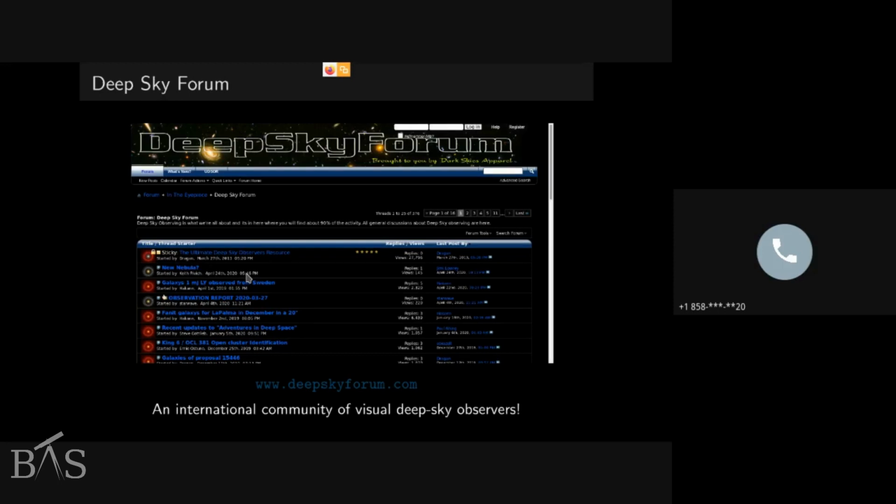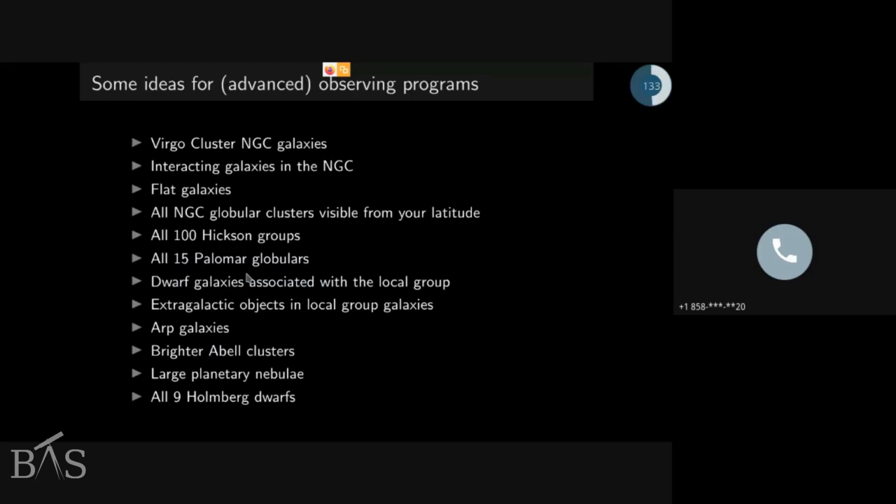Okay. So here are some ideas. Some of these are beginner programs, but most of these are advanced programs. I'm just throwing out ideas for what are interesting programs. Okay, so you could say, I'll observe all 15 Palomar globular clusters. These are very faint, low surface brightness globular clusters. Or you say, I'm going to observe large planetary nebulae. So you can make your own lists like this. Anyway, I don't want to spend time going through all of this. I just cooked up a list to show what's beyond the standard catalogs.